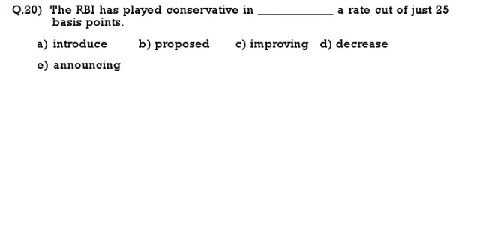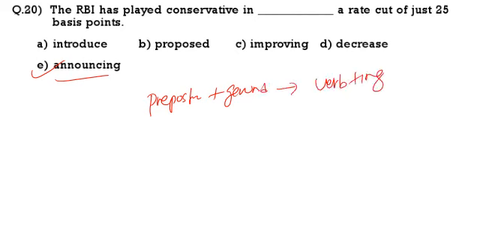The RBI has played conservative in dash a rate cut of just 25 base points. So the RBI has played conservative in announcing is correct. Here we need a gerund to follow the preposition in. After a preposition we should use a gerund. A gerund is verb plus ing form. Announce is a verb. Announcing is a gerund. In is a preposition. A preposition is always followed by a gerund. That is the grammar rule. In announcing a rate cut of just 25 base points.